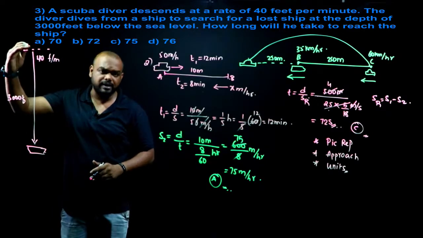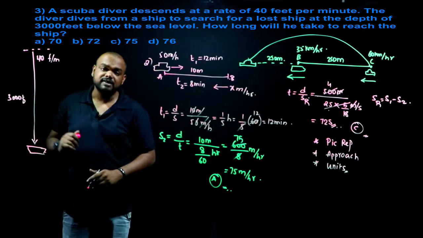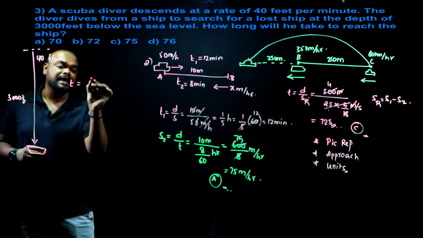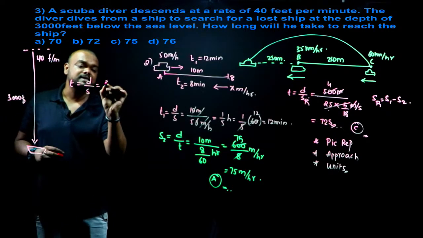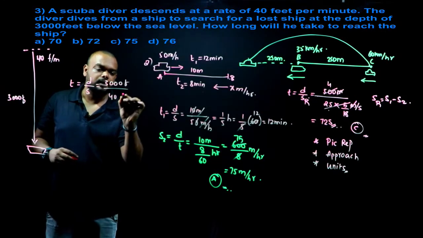Simple guys. He started here. He should dive till here. So distance is given, 3,000 feet. Speed is given. He is asking time. How do I calculate time? Time is distance by speed. And distance is 3,000 feet, divided by speed, 40 feet per minute.